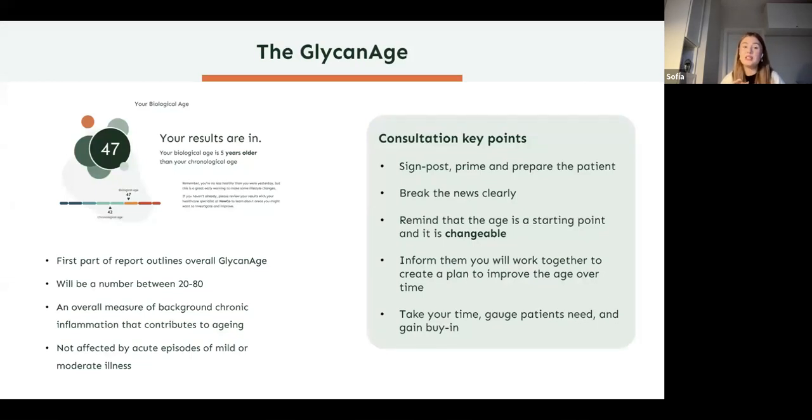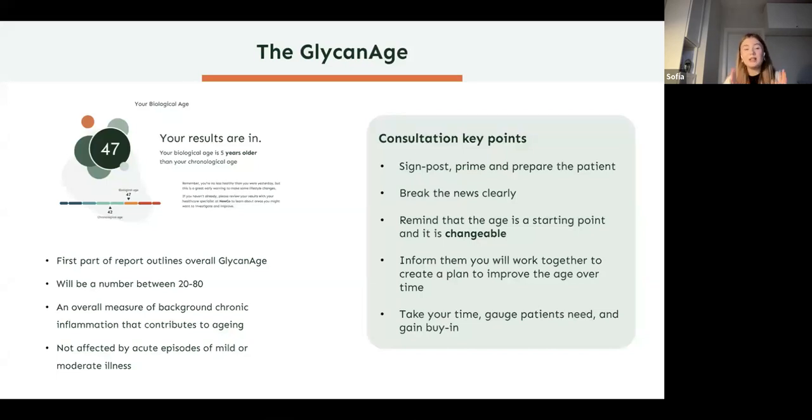And what's important to note here is, as we said, it is very stable. So if you have a bacterial infection or any acute episode of illness, this will not impact your GlycanAge. So it is very important when you are delivering the news to your patients. It's important to break the news clearly. It is important to remind them that this is a starting point and it is very much changeable, and inform them that you will work together to create a plan to improve this age over time.